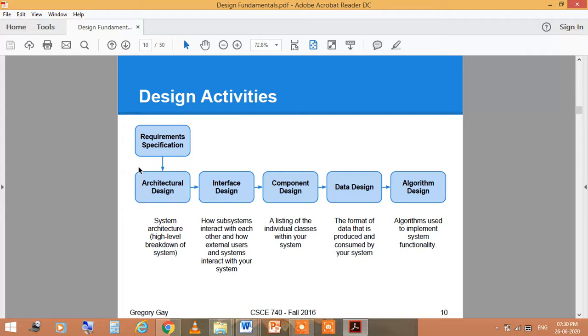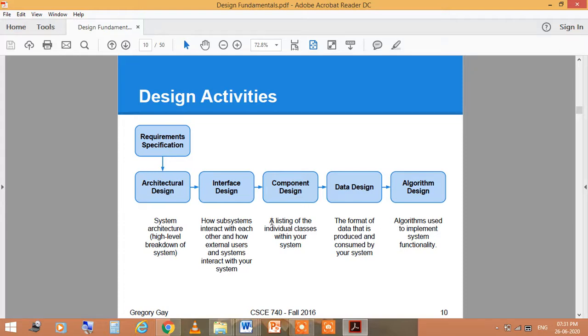These are the design activities, stages, you can say steps. In this, you see here system architecture, a high level breakdown of systems. First, requirement specification goes into the architectural design, then after processing it enters the interface phase. In this phase, how subsystems interact with each other and how external users and systems interact with the system. So after this interface design, go to the next phase, that is component design.